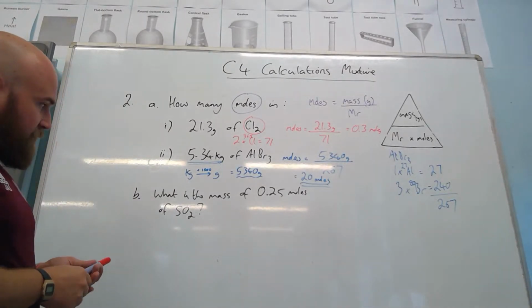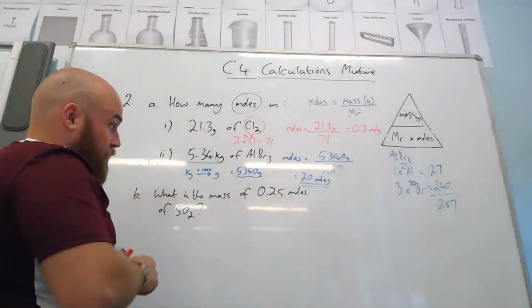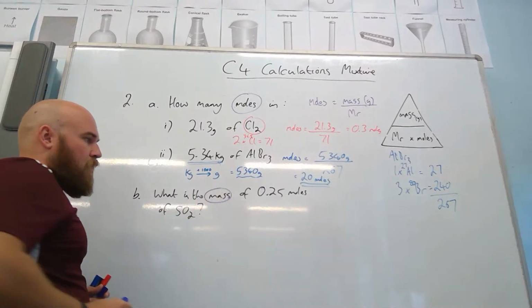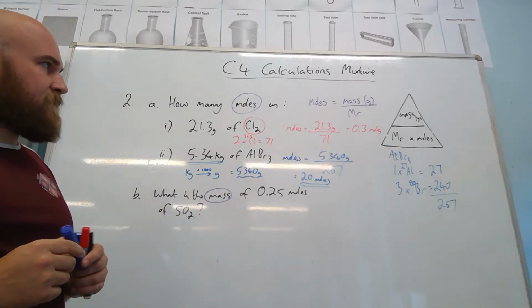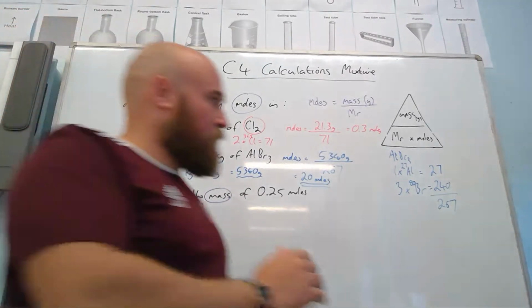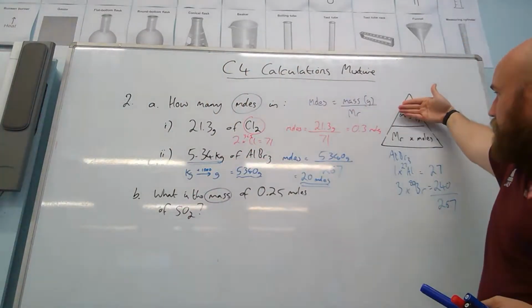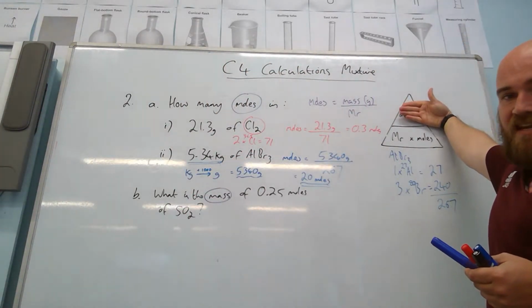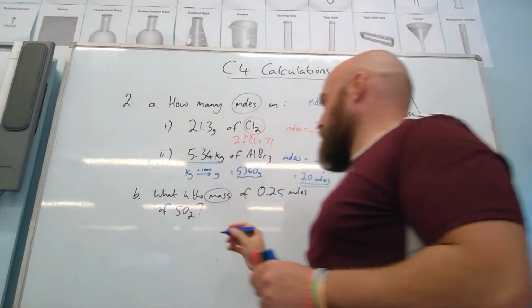And this question here, this question B, we're actually now not looking at the moles, we're now trying to find out the mass of 0.25 moles of SO2. So how do you work out mass? I'm going to go back to my formula triangle. I'm going to cover it up. Mass is MR times moles. Yep, so mass.